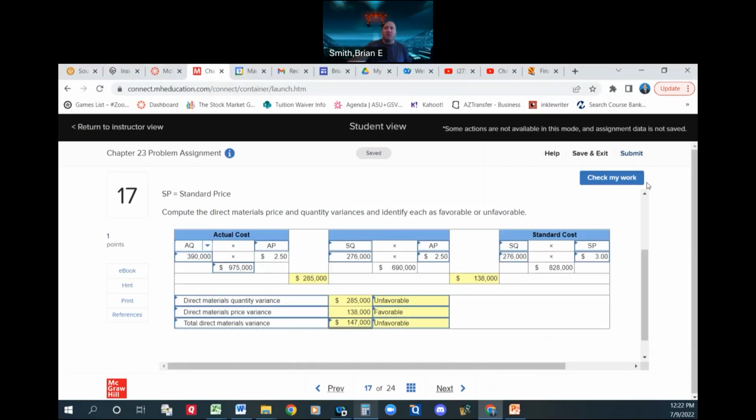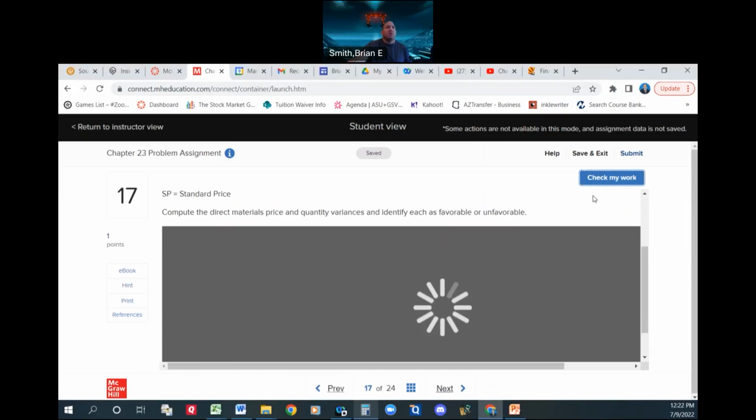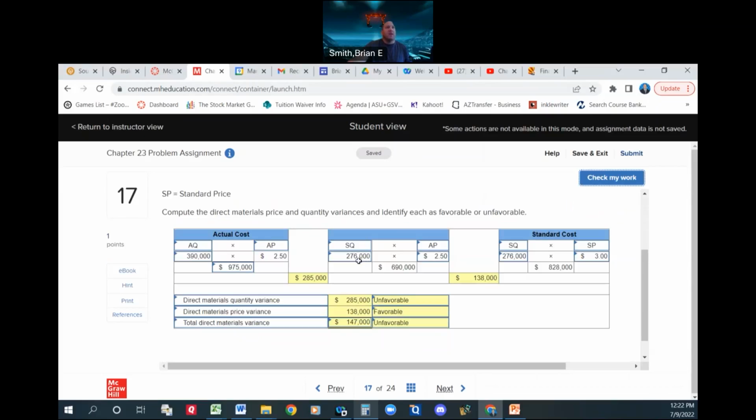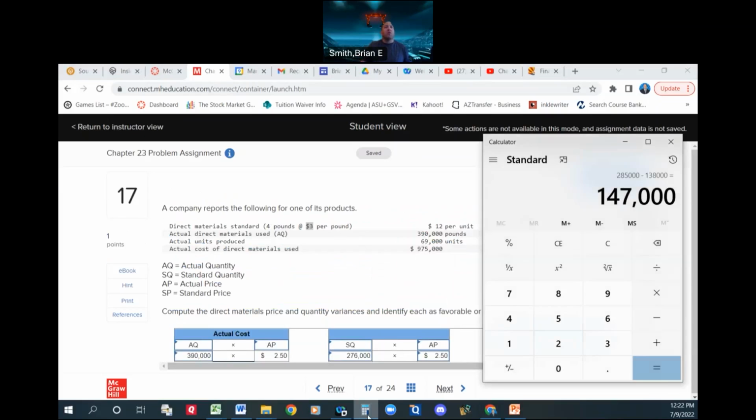And let's see if I did this right. I'm kind of nervous that maybe I flubbed something here. Eek, yeah, totally did. Something went wrong with my standard quantity here. We had 4 pounds times the number of units we produced, 4 times 69. I must have typed something wrong in there. No?